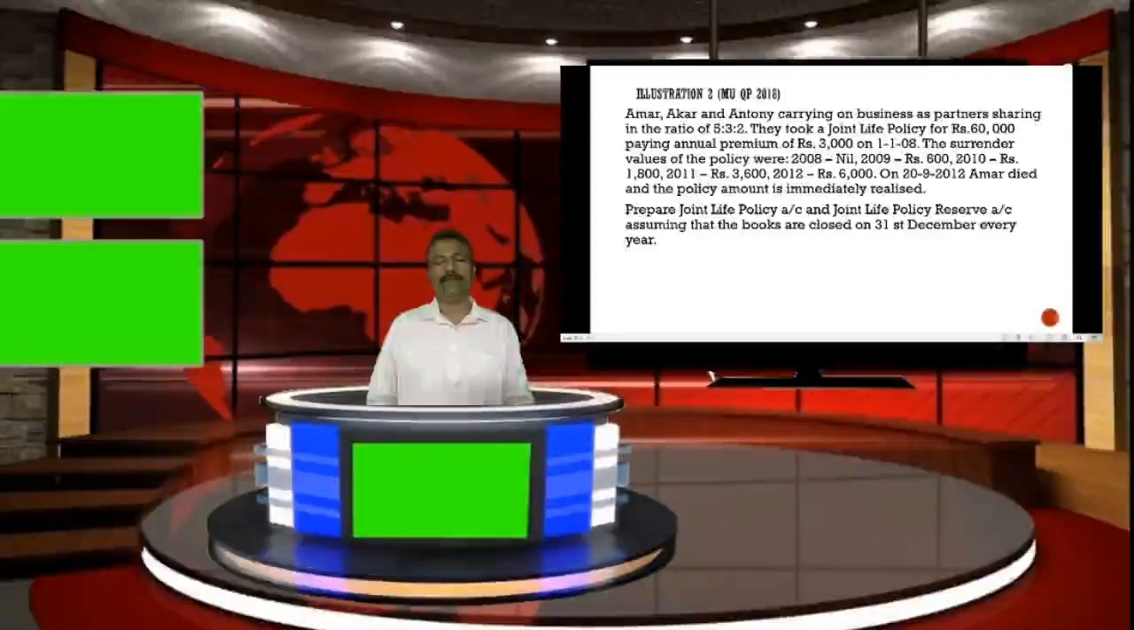On 29/2012, Amar died and the policy amount is immediately realized. Prepare joint life policy account and joint life policy reserve account. Assuming that the books are closed on 31st December every year.